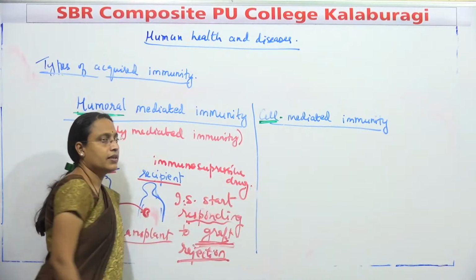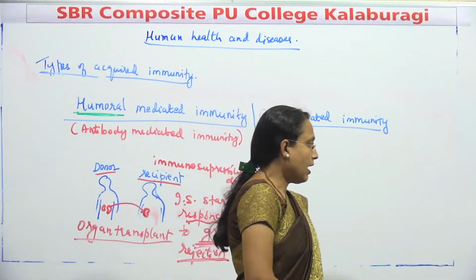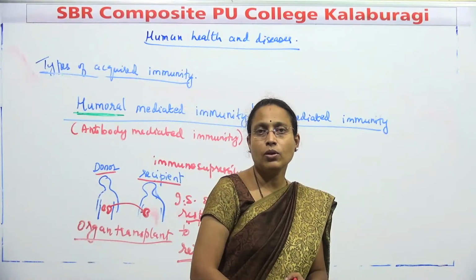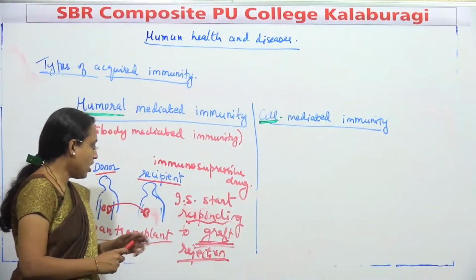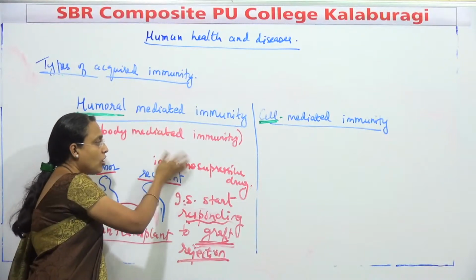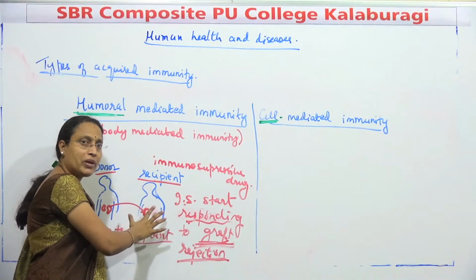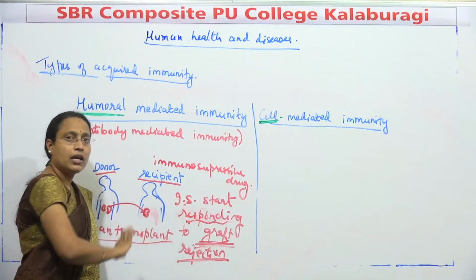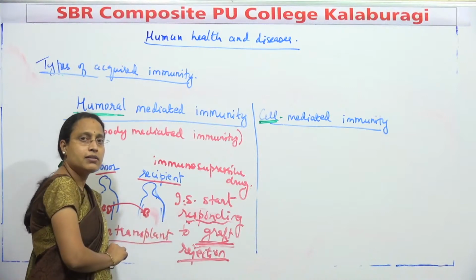Which drug is given? An immunosuppressive drug, like cyclosporin, is an example. That is given to a person. Immunosuppressive drugs mean these medicines will not allow the immune system to respond, so the transplanted organ will remain inside the body of the recipient without being attacked or responded to by the immune system.